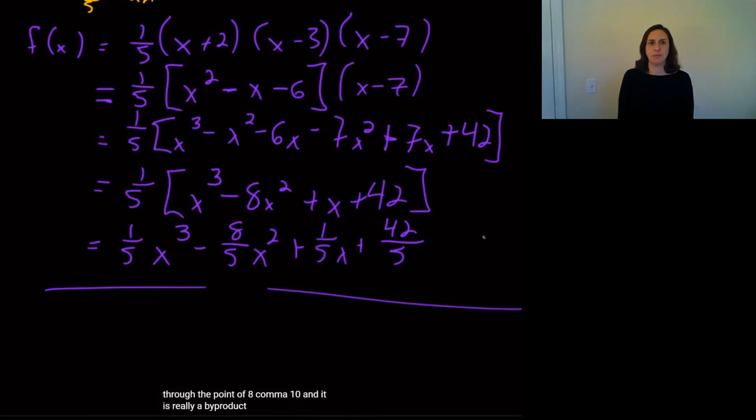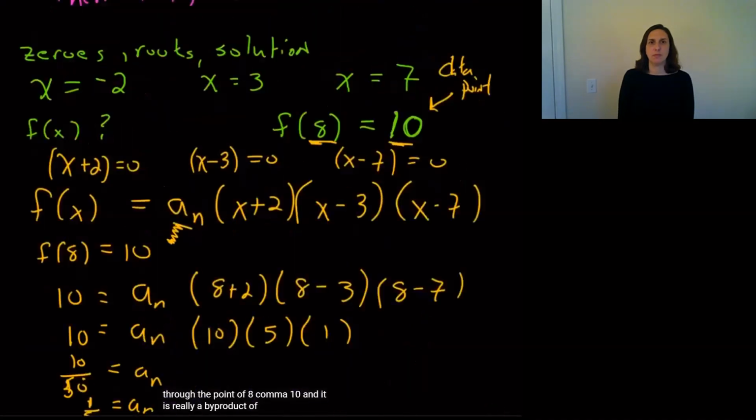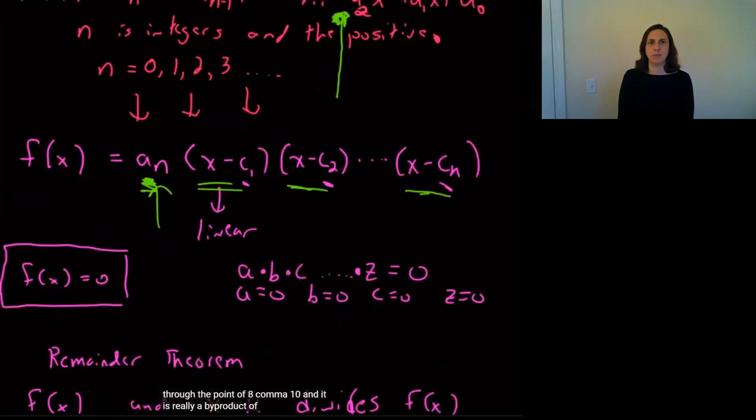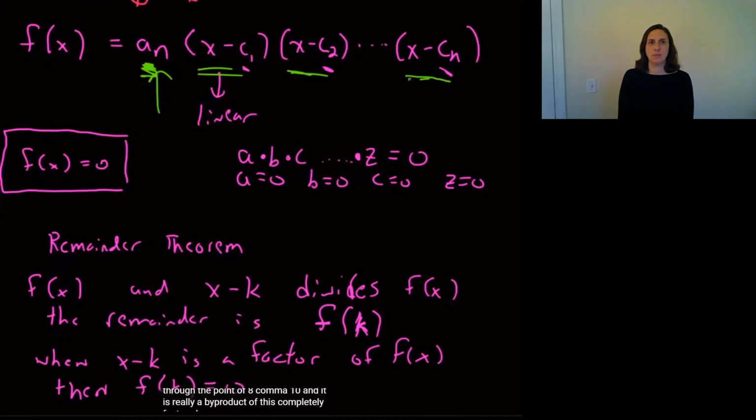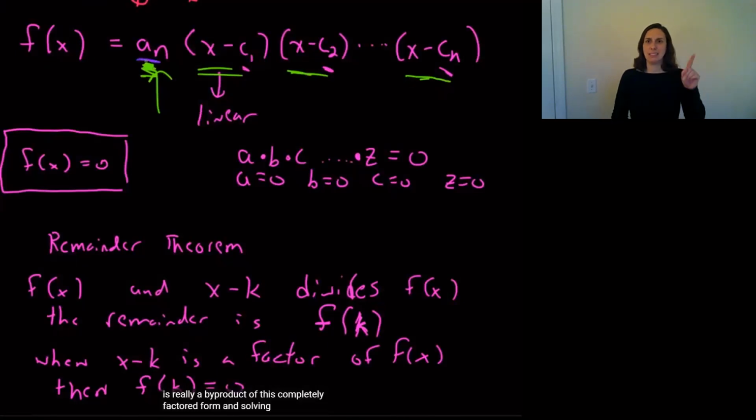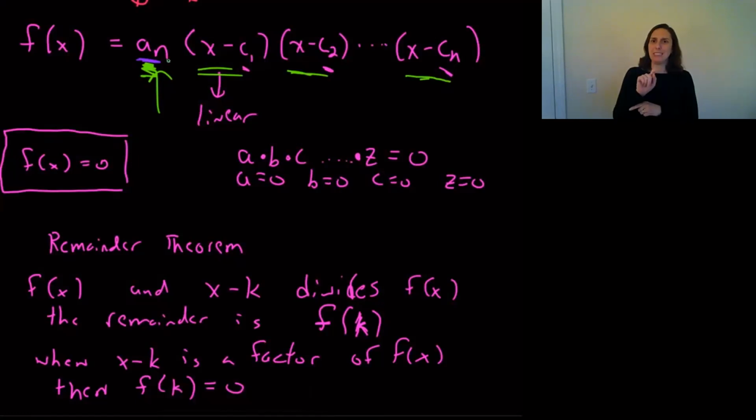And it is really a byproduct of this completely factored form and solving for the leading coefficient. So all these roots have this information. They tell us how often the function is going to need to turn, what's going to happen if the function plunges across the x-axis or not. And in that, we have to kind of watch for some of our multiplicities and different values that can come up. So let's look at another way we can use this to our advantage here.